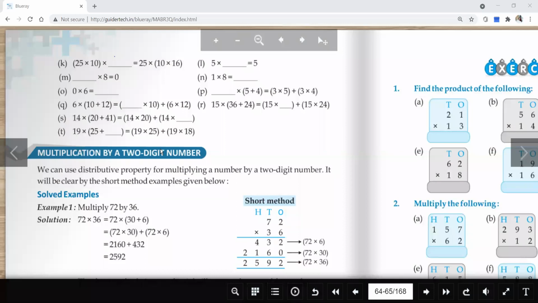So this is the associative property. This is the multiplicative property of 1. This is the multiplicative property of 0. This is the multiplicative property of 1. That is why 8 will come as the answer. This is 0. This is the last property, distributive property over addition. Here you can see in both the cases 3 is common. So we can take out 3 from both of the answers.